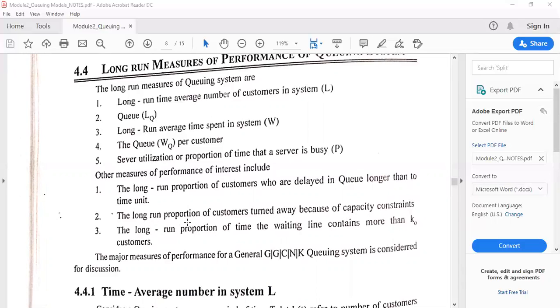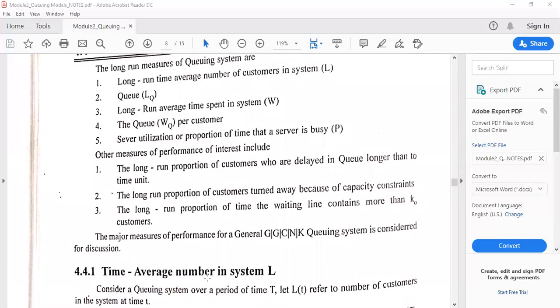Next, we can have the long run proportion of time the waiting line contains more than K0 customers, right? If the waiting line has more customers than the limit, then also we can estimate the measures of performance, right? The measures of performance for a general system are given by the G/G/c/N/Q queuing system, right? This particular system is considered here for discussion.